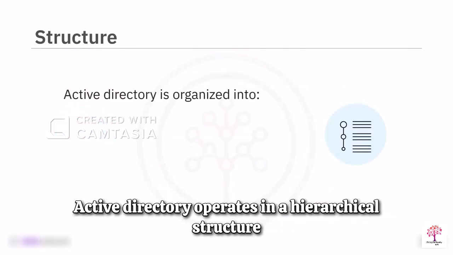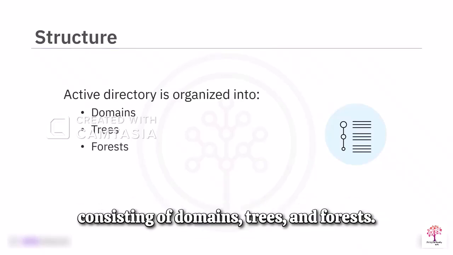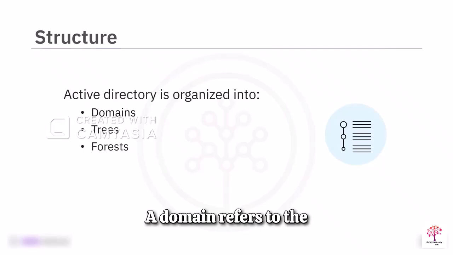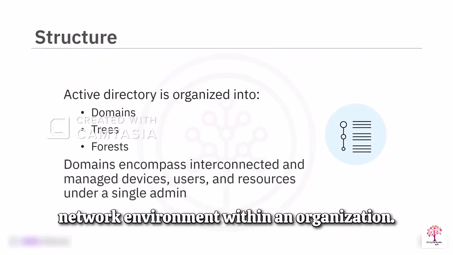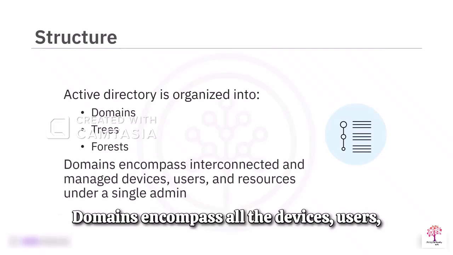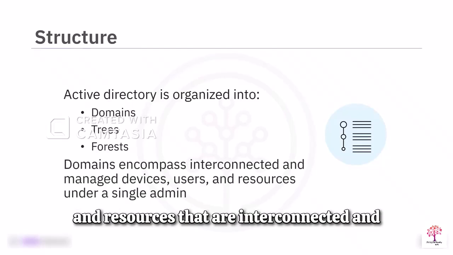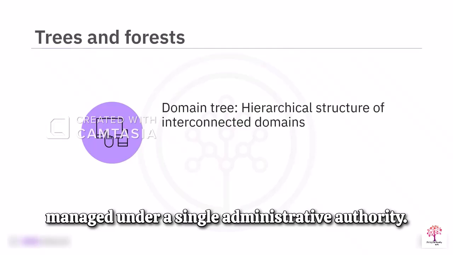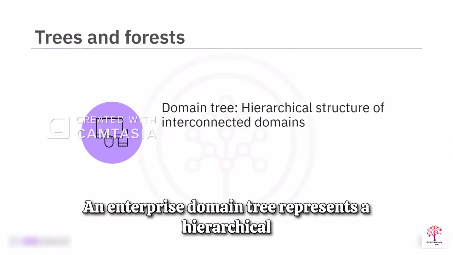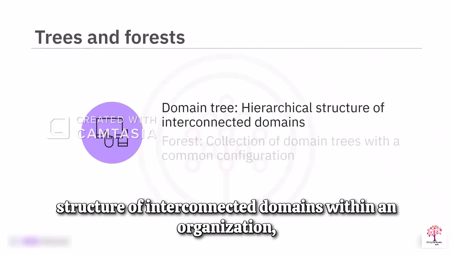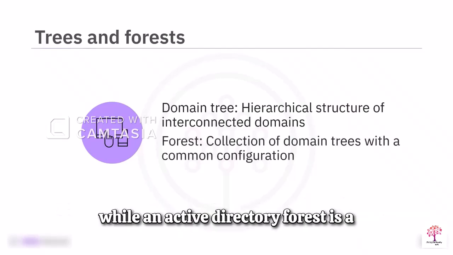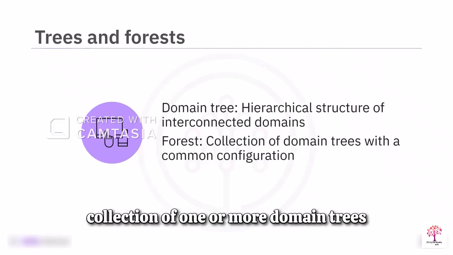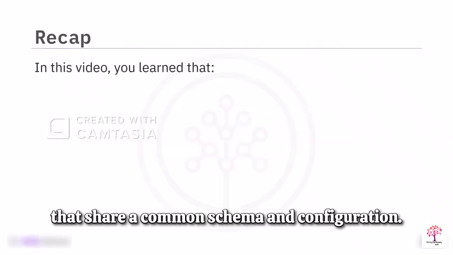Active Directory operates in a hierarchical structure consisting of domains, trees, and forests. A domain refers to the network environment within an organization. Domains encompass all the devices, users, and resources that are interconnected and managed under a single administrative authority. An enterprise domain tree represents a hierarchical structure of interconnected domains within an organization, while an Active Directory forest is a collection of one or more domain trees that share a common schema and configuration.